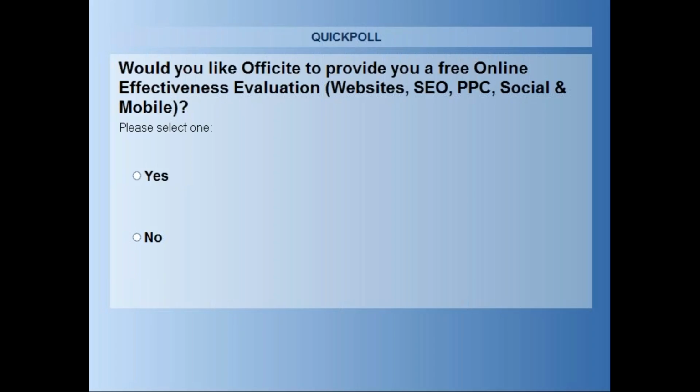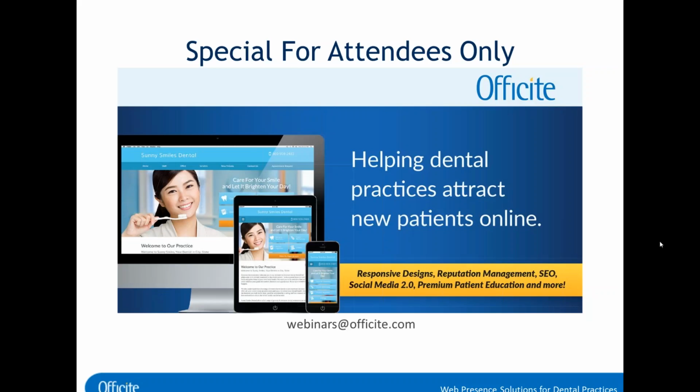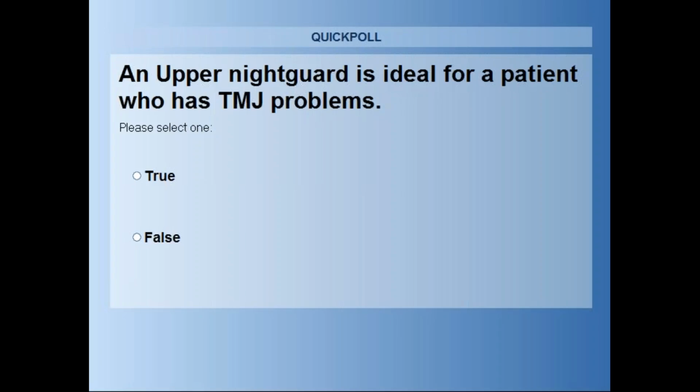All right, so we've got about 60% in, about 10 more seconds. Good, okay. So let's go ahead and now let's do our next poll. The poll here is: an upper night guard is ideal for patients with TMJ problems. Go ahead, answer the question, and I'm going to share the results with everybody.